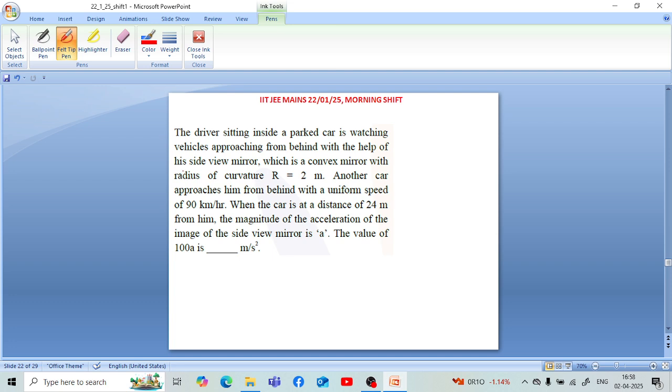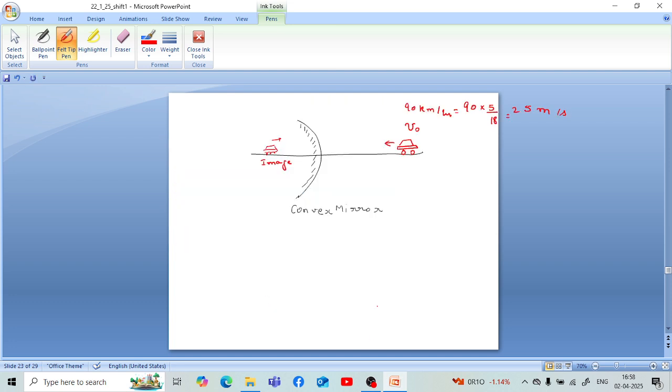In this problem, the situation is something like this: there is a convex mirror of a parked, or stationary, car. This is the convex mirror. Now, there is another car which is coming towards this stationary car. The driver inside the parked car is viewing the incoming car, and we have to find out the acceleration of the image in the mirror, which is seen by the driver of the parked car. So that's the main problem.